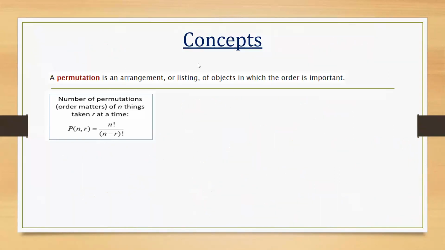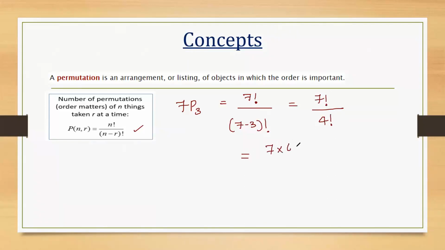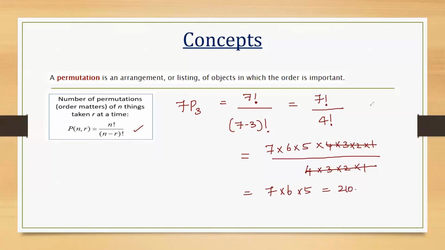For example, if you apply the formula, the nPr formula is n factorial by n minus r factorial. Here n is 7, so 7 factorial by (7 minus 3) factorial, which is 7 factorial by 4 factorial. 7 factorial is 7 into 6 into 5 into 4 into 3 into 2 into 1, by 4 factorial, which is 4 into 3 into 2 into 1. You cancel it, and you get only 7 into 6 into 5. So instead of applying the formula, you can directly find the value.